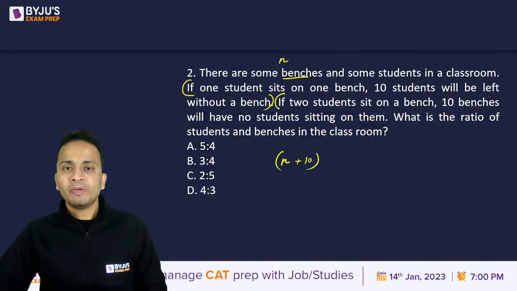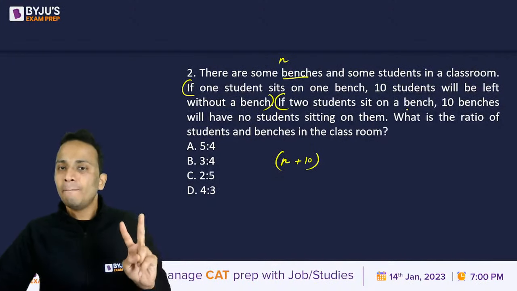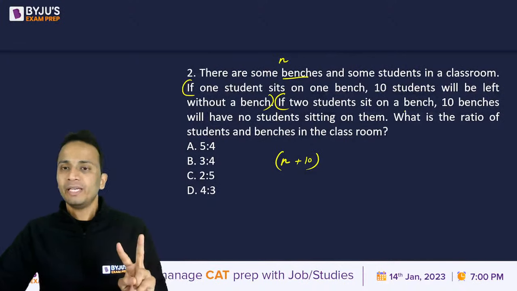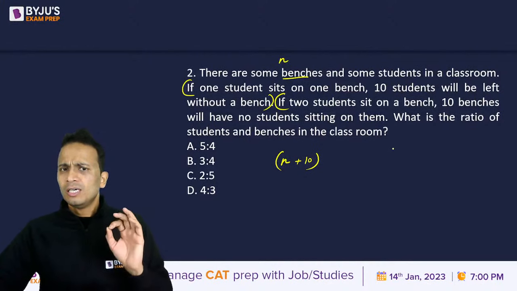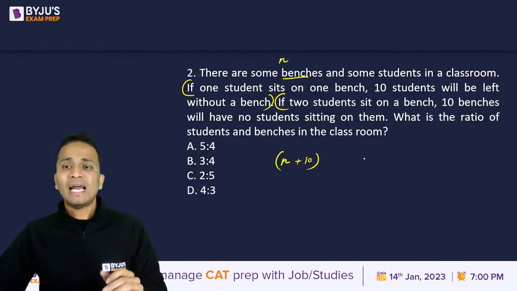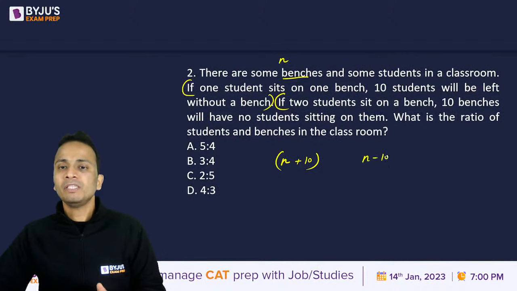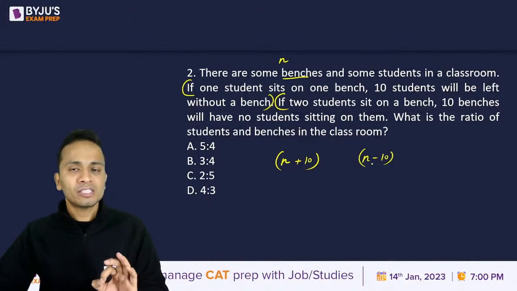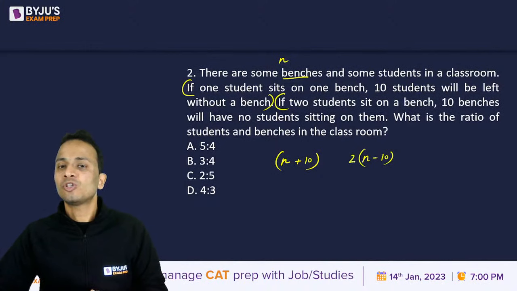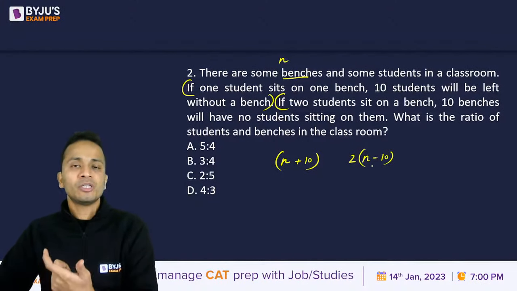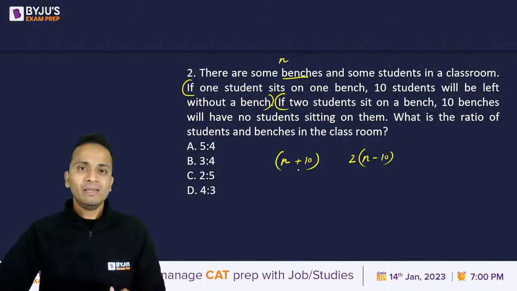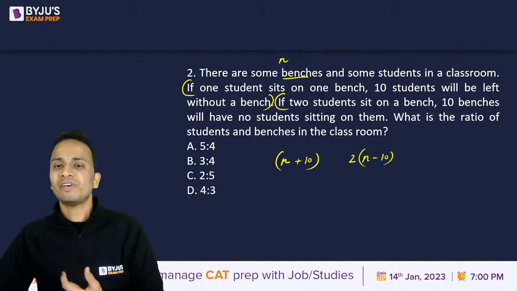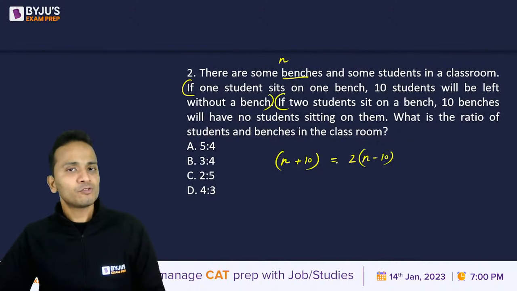Now, according to the second statement, if two students sit on a bench, then 10 benches will be left vacant. So there are a total of n benches, and 10 benches are left vacant. That means the students are sitting on n minus 10 benches, and every bench has two students. So this expression, twice of n minus 10, will also give you the number of students. So n plus 10 or twice of n minus 10 will be the number of students. I can equate them and find out the value of n.